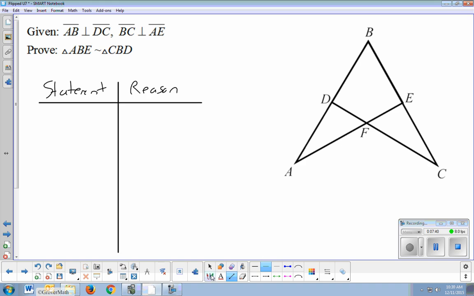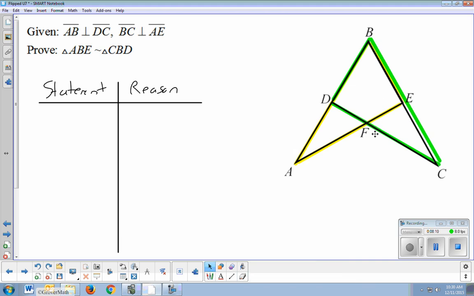And so we're trying to get a couple of angles congruent to prove the triangles are similar. Now, where are these triangles? Let's see. Triangle ABE is here. And triangle CBD is here. So these triangles actually do look like they are congruent, but I'm not really trying to prove they're congruent. I'm trying to prove they're similar.